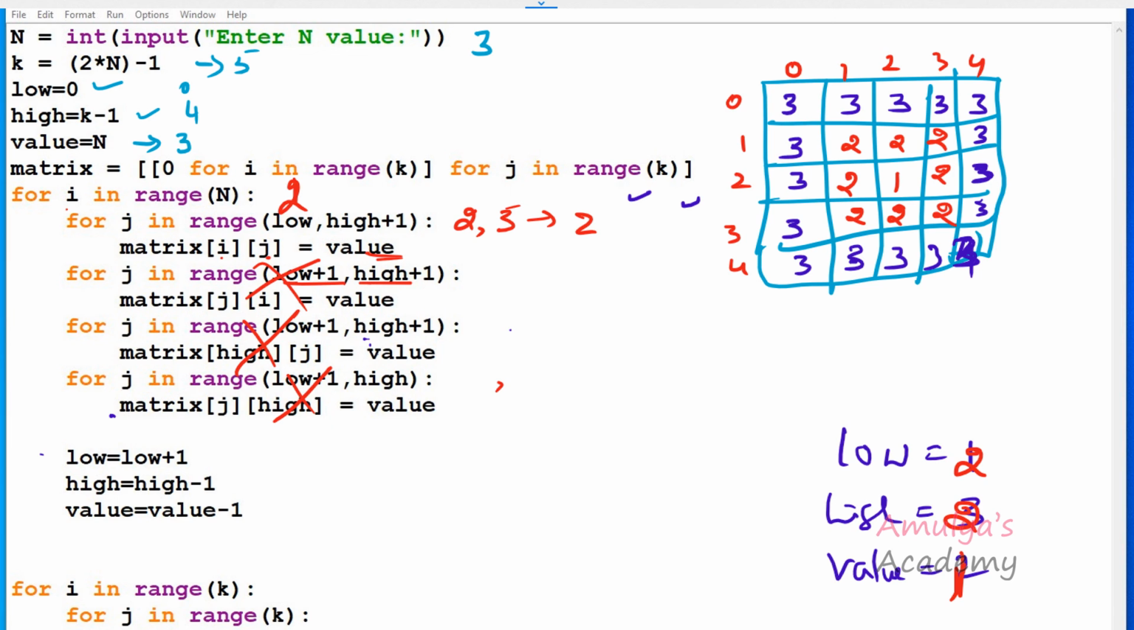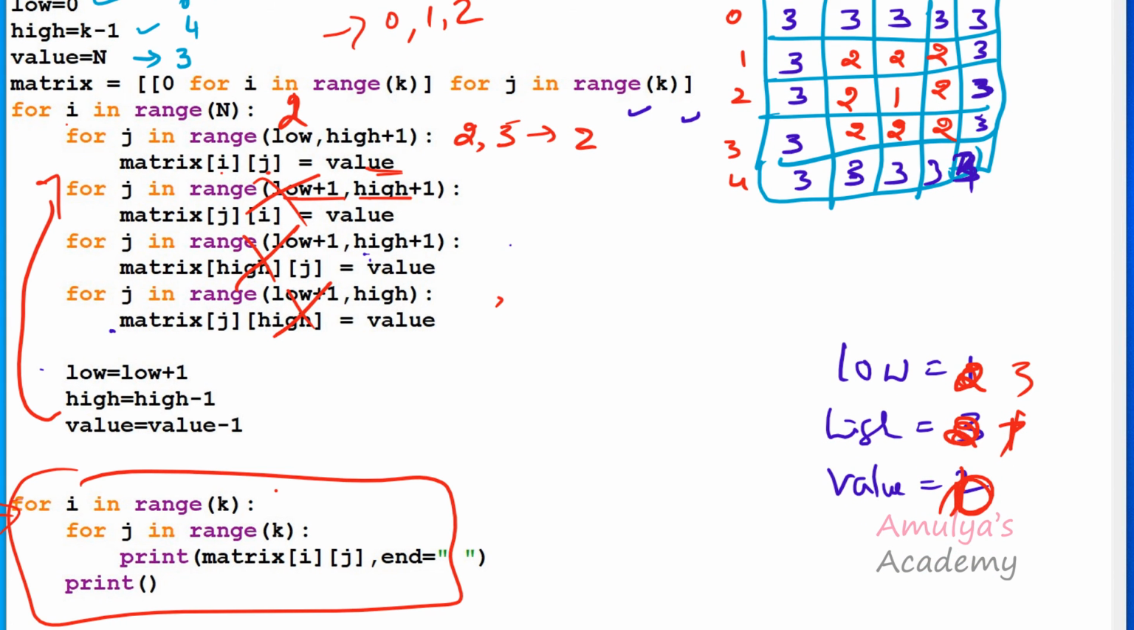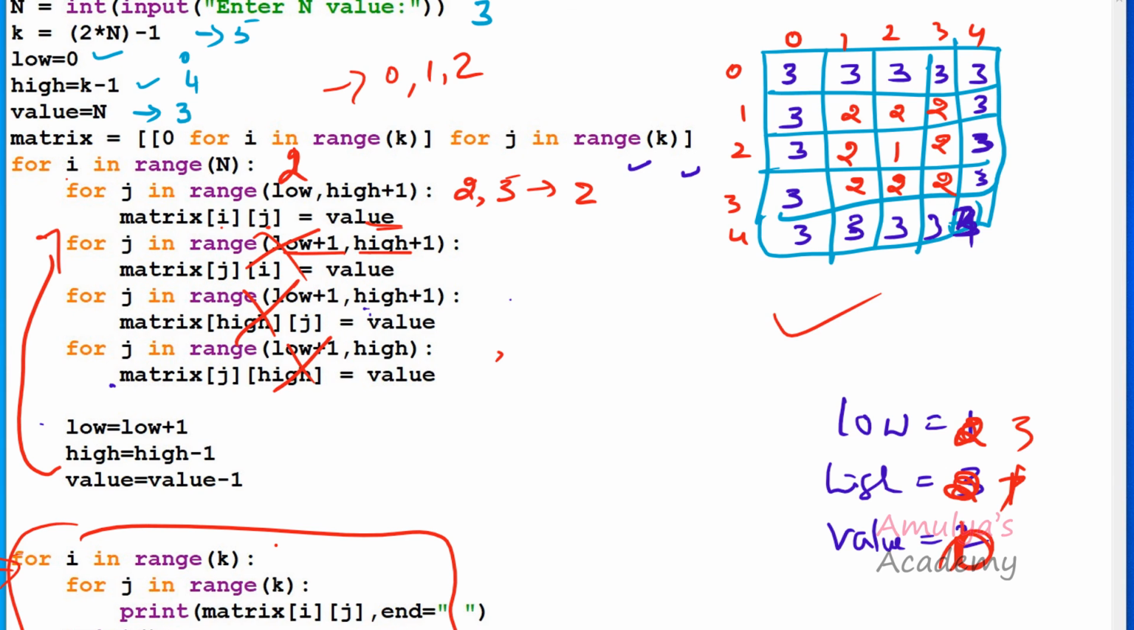Okay. Next it will again take low as low plus 1. So low becomes 3. High becomes 2 minus 1, 1. And value becomes 0. It will again go to the for loop. But range is over because n is 3. 0 to 3. So i range will be 0, 1, 2. All the range are covered. So it will come out of this loop and it will execute this part to print the matrix. So we'll get matrix like this.